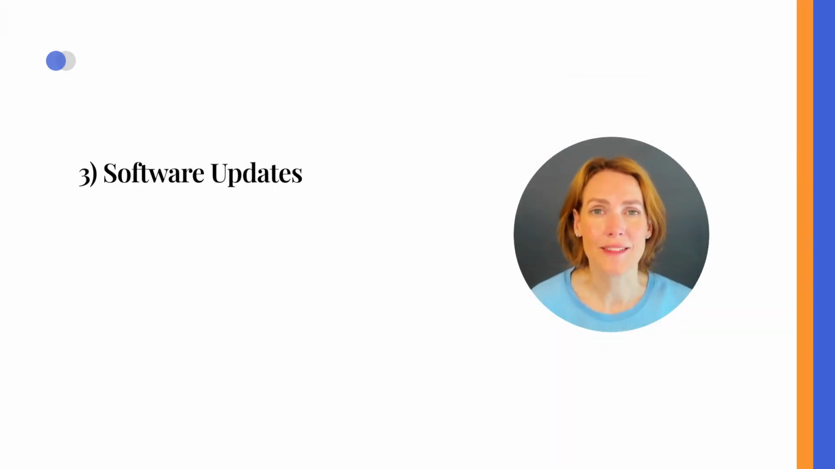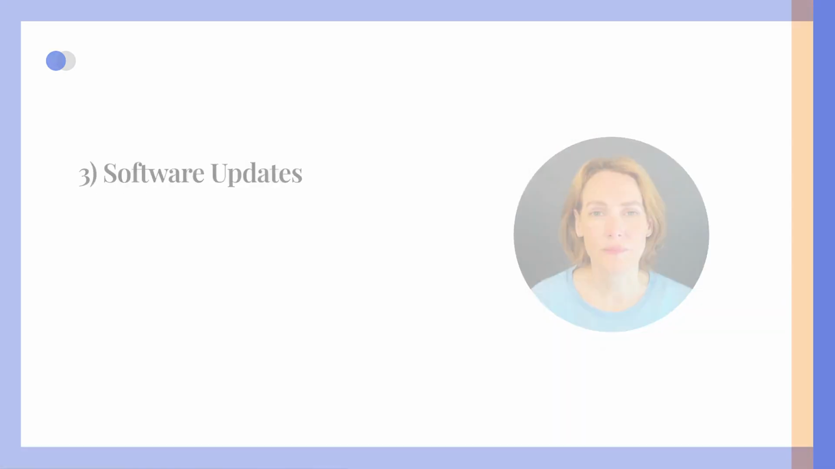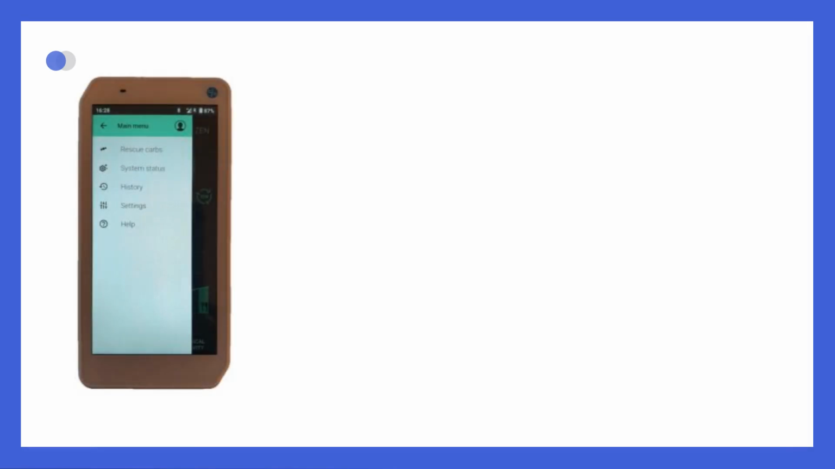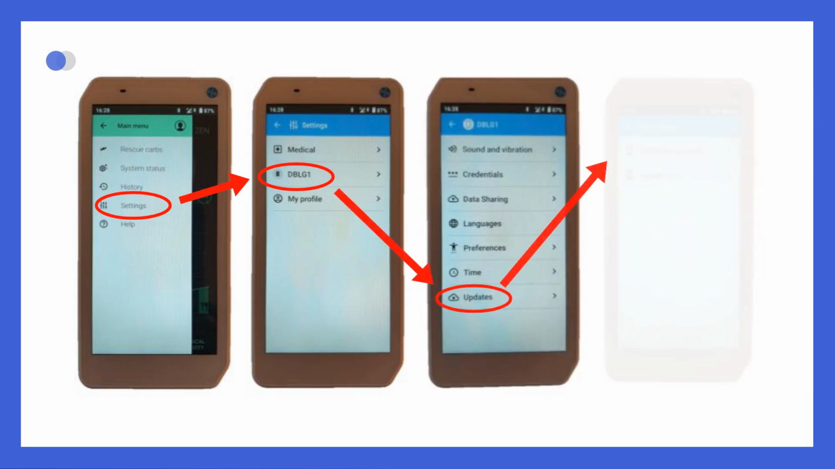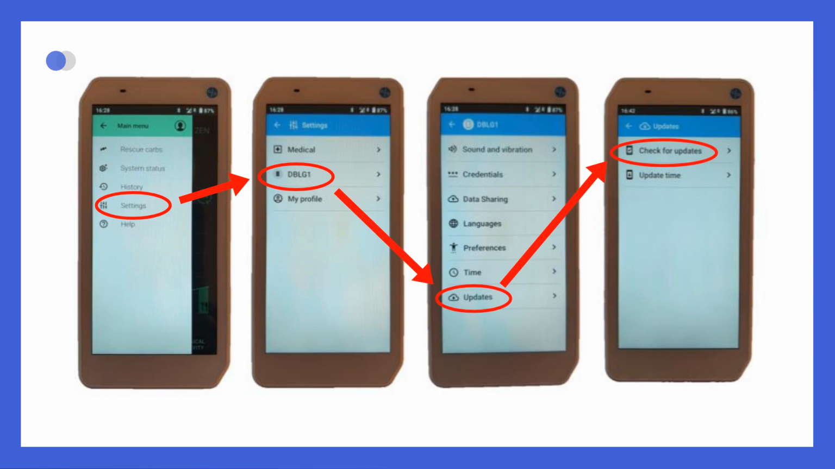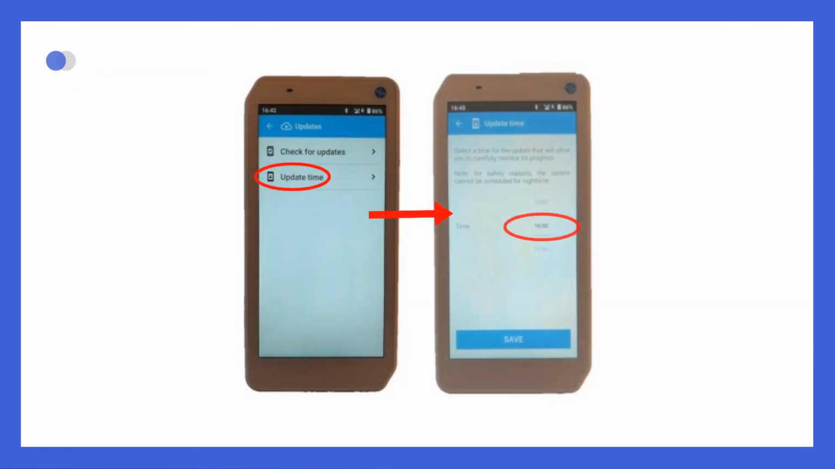3. Software updates. You can check for software updates via the handset menu. If an update is available, tap Download. If your DBLG1 handset has enough battery, you can choose to install the update right away or leave the update time to the default time set by the system. You can change the update time, but it cannot be set at night. During an update, ensure you have enough battery power and do not switch off your DBLG1. Your device may restart automatically after the installation has finished.